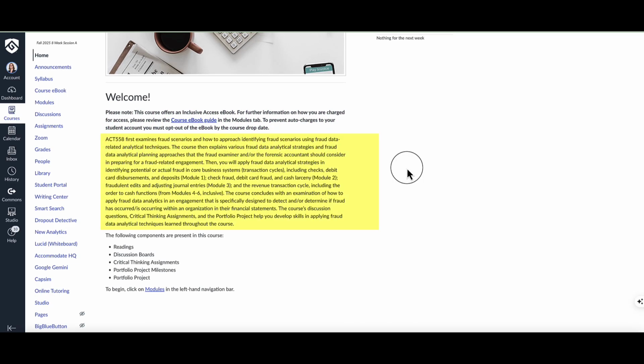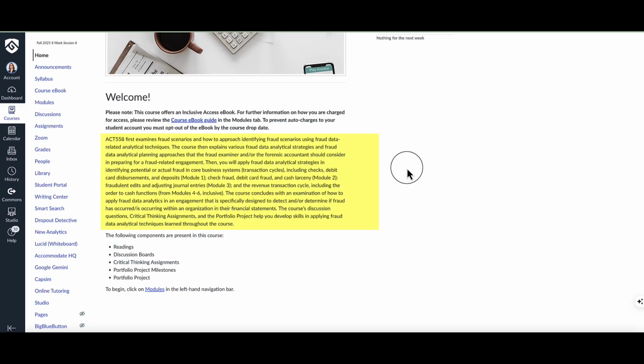Our course examines fraud scenarios and how to approach identifying fraud scenarios with the use of data-related analytical techniques. Our course explains various fraud data analytical strengths and fraud data analytical planning approaches that you as a fraud examiner or a forensic accountant should consider in preparing for your fraud-related engagement.